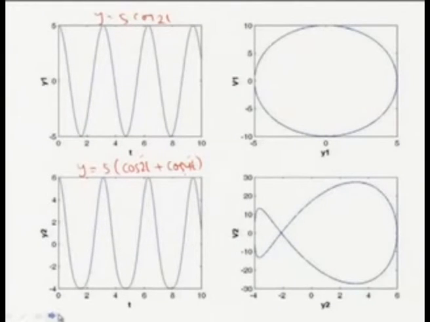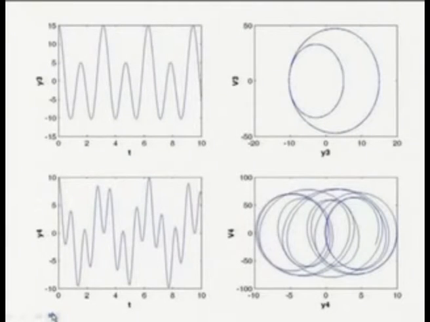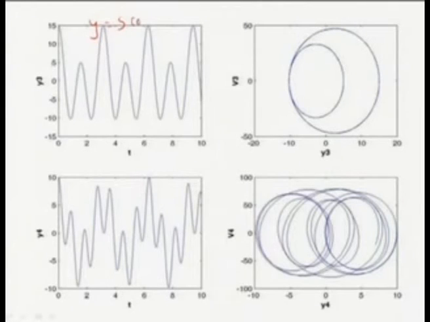Now, in this case we have taken the amplitude to be the same for both terms. If one takes a different amplitude, this is plotted for y equal to 5 cos 2t plus 10 cos 4t. In that case the amplitudes are different, and one can clearly observe the two frequency response of the system. In this case one can also clearly observe two loops in the phase portrait.